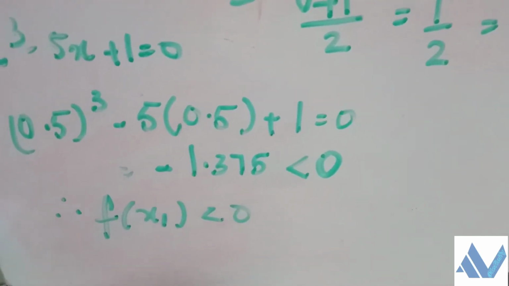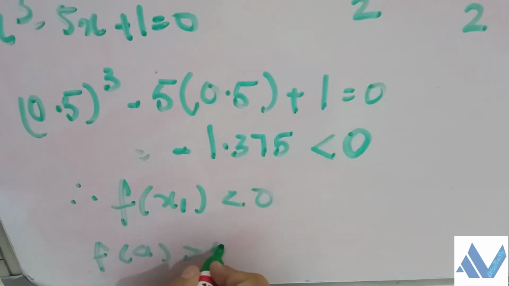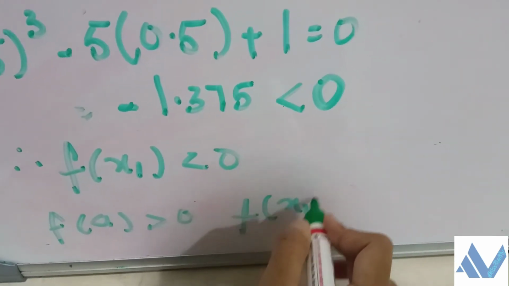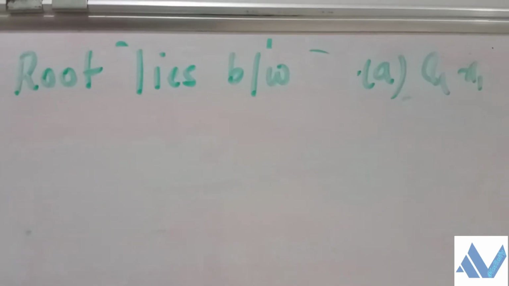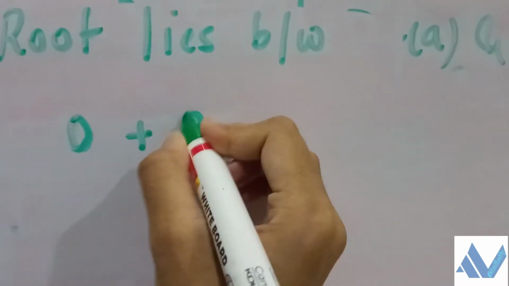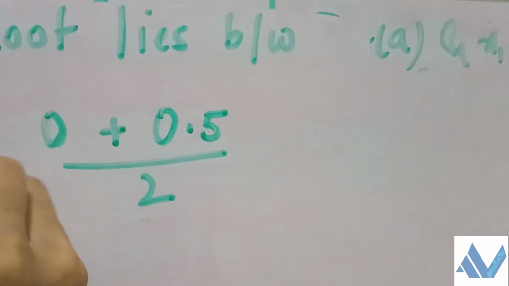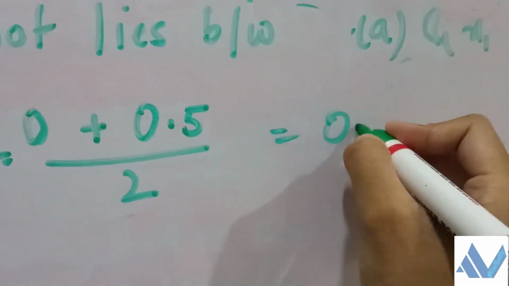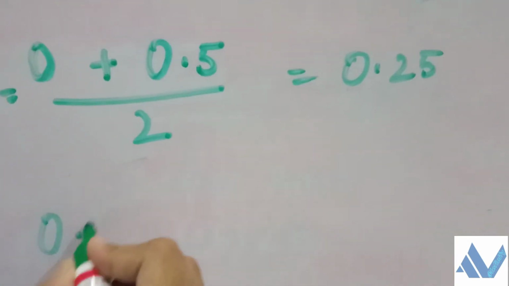Statements are very important when you do the sum. Therefore, f(a) was greater than 0, and now we have f(x1), which is less than 0. So the root lies between a and x1. So we find x2 equal to (0 plus 0.5) by 2, which is equal to 0.25. Now we substitute this value in the equation again.